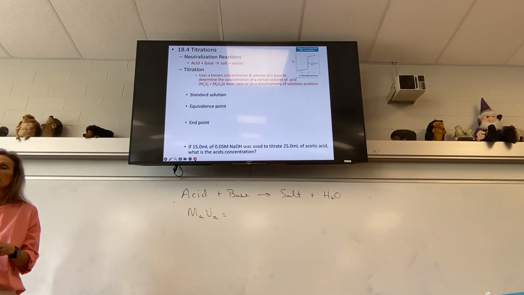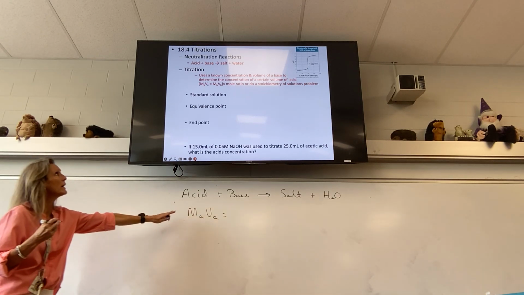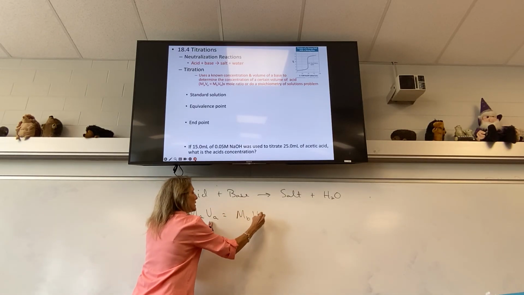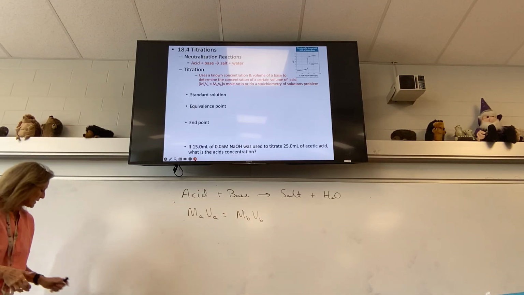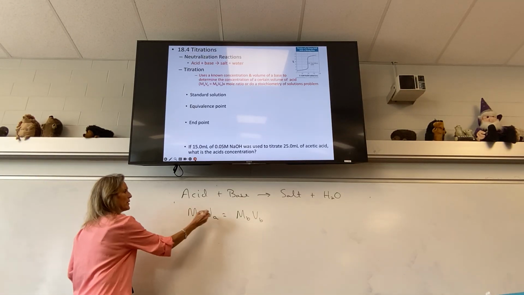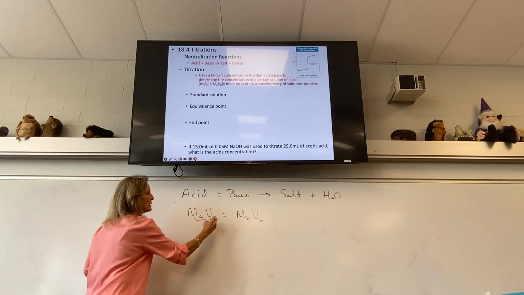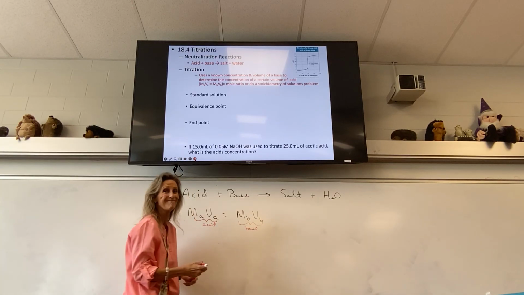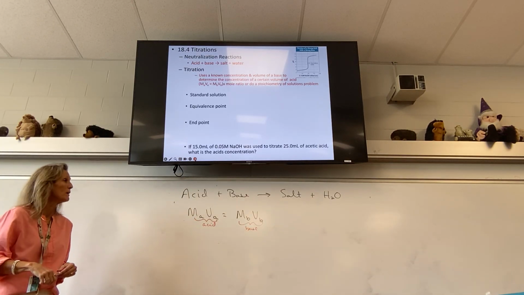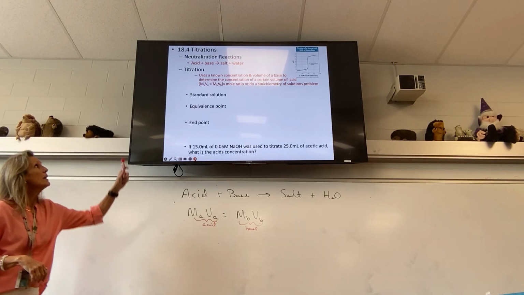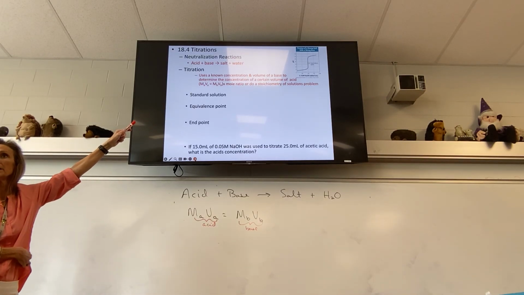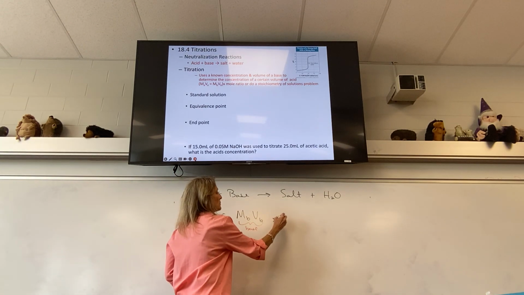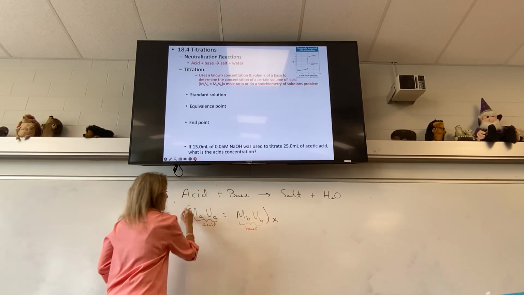So instead of M1V1 is equal to M2V2, we have MAVA is equal to MBVB, which stands for, this is the molarity and volume of the acid, is equal to the molarity and the volume of the base. And then the only difference is we also have to take into account the mole ratio. So we have to multiply this whole thing by the mole ratio.